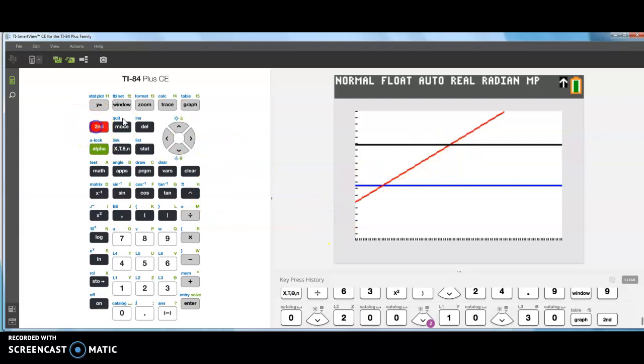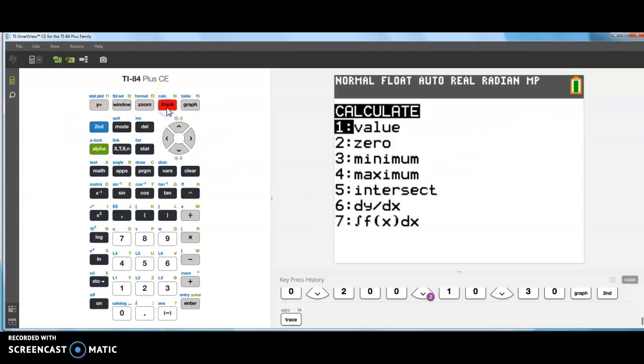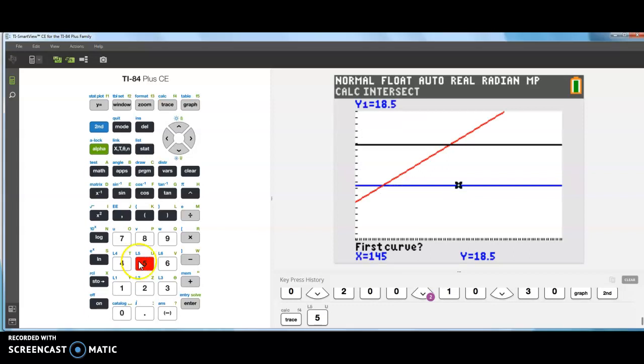So I'll use second and trace to get to the calculate menu. Option 5 is the intersect command, and this time instead of arrowing, I'm just going to type 5. Again, it's asking me my curve, so is this the first curve? Yes, it is. Is this red line the second one? Yes, it is. And my guess, that's not even close to where the answer is. This blue and red intersect down here a bit.